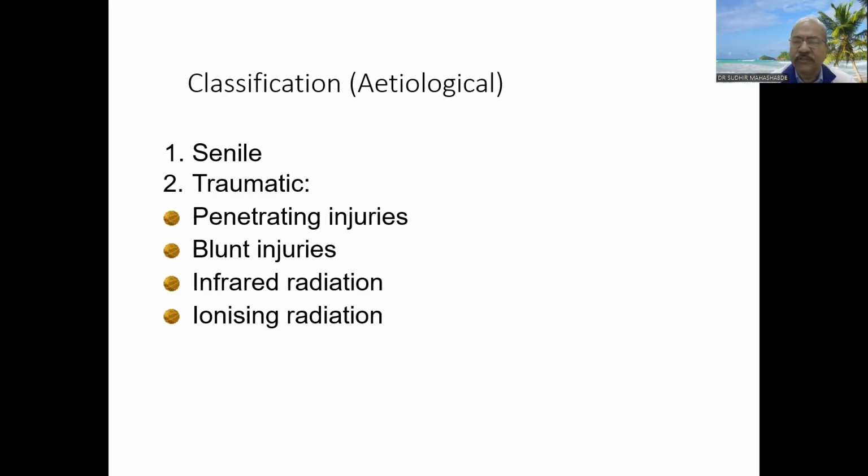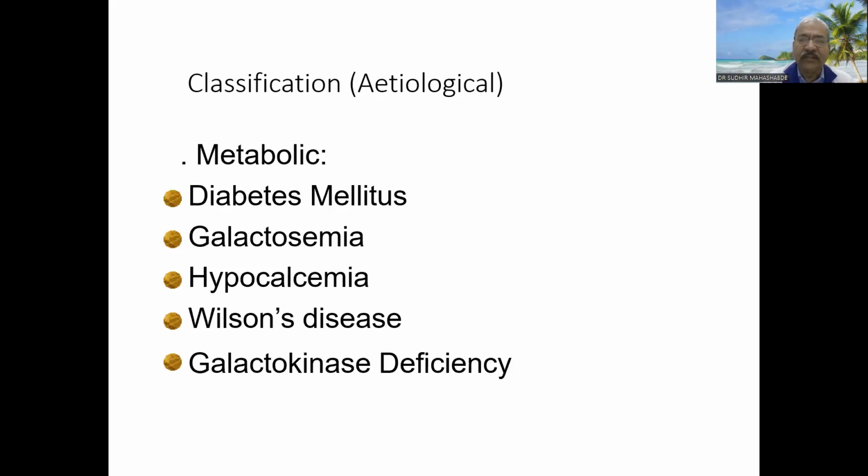Also in blunt injuries, the lens membrane permeability is affected and it can cause cataract. Infrared radiation and ionizing radiation also can affect the permeability of the capsule, thereby causing the cataract. There are certain other causes like metabolic causes. In diabetes, in highly uncontrolled diabetes, galactosemia, hypocalcemia, Wilson's disease, galactokinase deficiency, all these can cause early cataract, whereas the most common cause is the senile cataract, the age-related cataract.